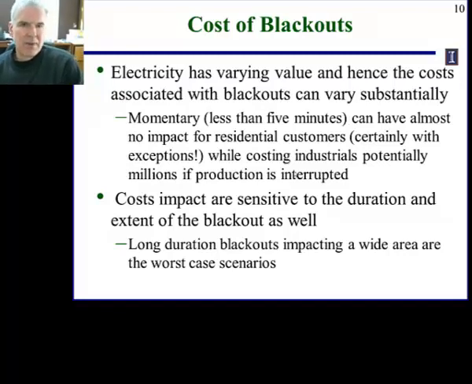And certainly this is impacted by the duration of the blackout. As a blackout goes from minutes to hours to days, the impact can go up substantially. For example, if you've got a house and you're in the summer and your refrigerator goes out, very rapidly food could spoil. Or if you're in the winter and your heat goes out, you might very quickly get into a situation, if perhaps you're not home, where pipes could freeze and cause a substantial amount of damage. So the long duration blackouts impacting a wide area are what we might consider the worst case scenarios.